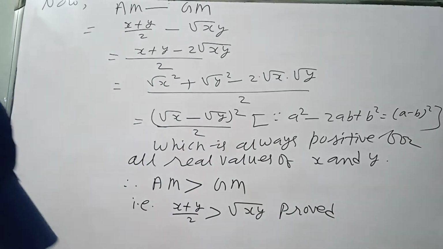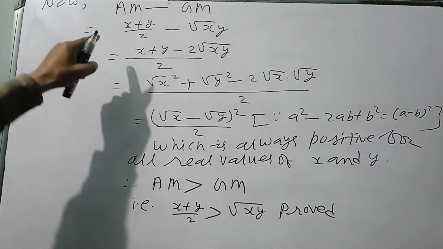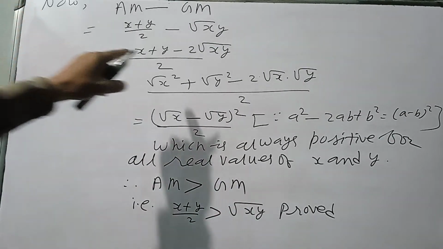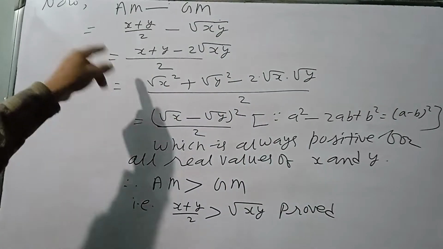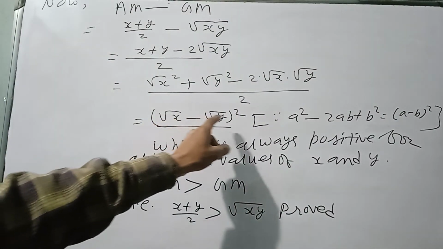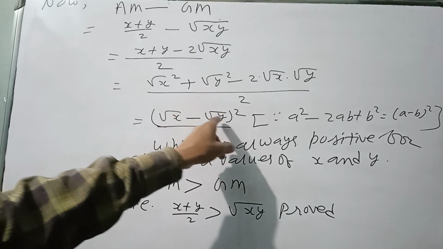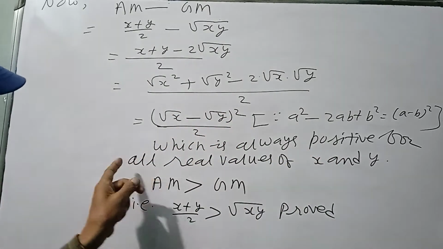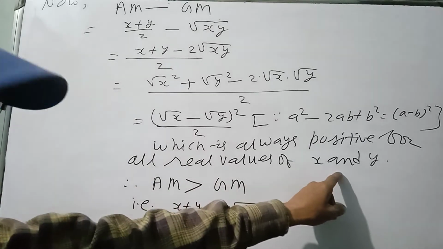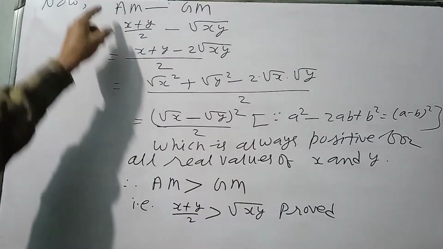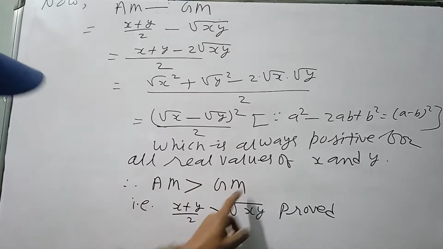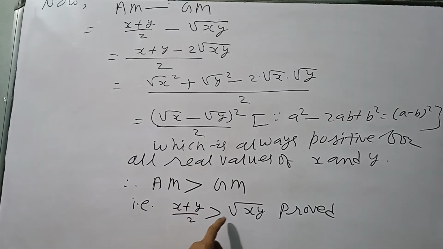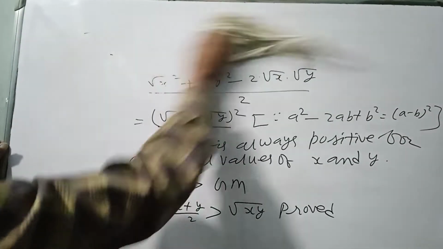Proved. How to prove? First, we know AM equals x plus y by 2, GM is root xy. Take LCM, change it into the form of root x minus root y whole square. The whole square is always positive for x and y real and unequal. Therefore, AM minus GM is positive. It means AM is greater than GM. That is, x plus y upon 2 is greater than root xy. Proved. Now, I am going to solve another sum.